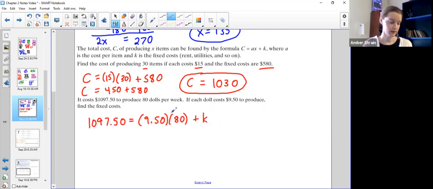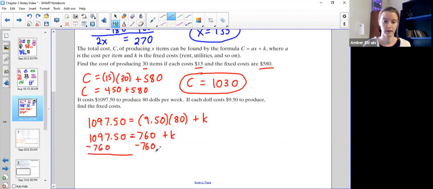Okay, so let's multiply these together. Let's see how much we're spending on the dolls. We're spending $760 just making the dolls, which means the fixed cost must have been $760 less than the total cost. So the fixed cost were $337.50.